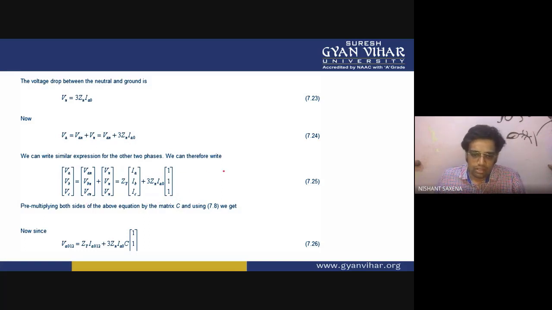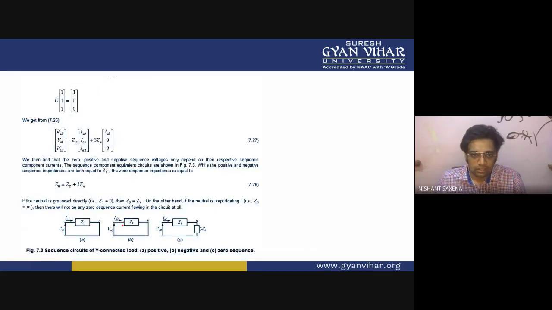Now we are pre-multiplying both sides with this matrix C, and we can calculate the positive, negative, and zero sequence components for a phase, which is defined by 7.26. Now we will get VA0, VA1, and VA2 equal to the star connected impedance into IA0, IA1, IA2 plus 3Zn into IA0.